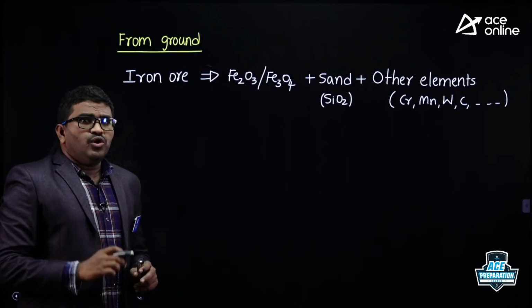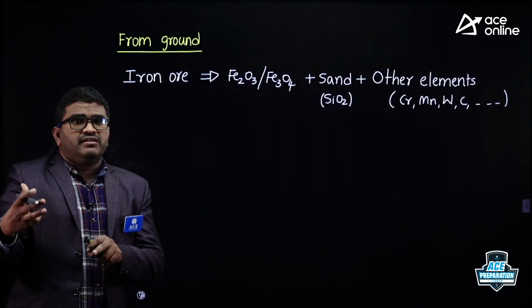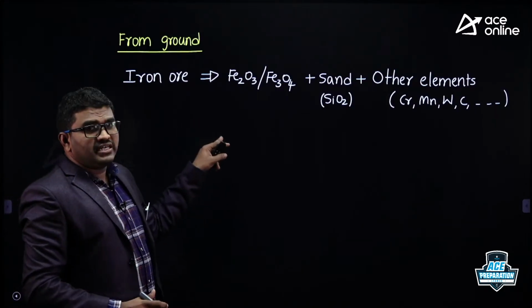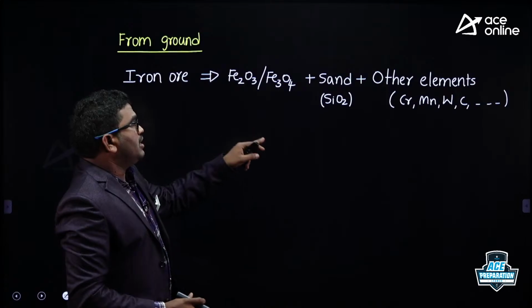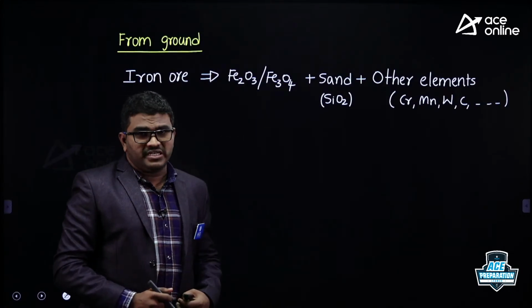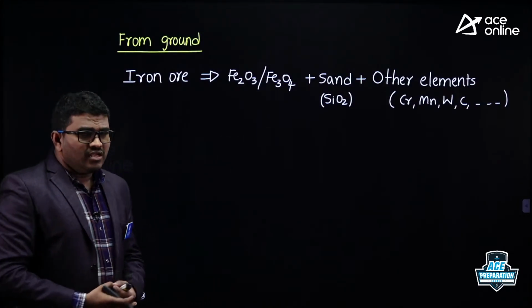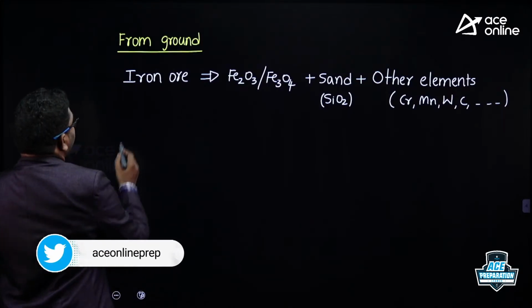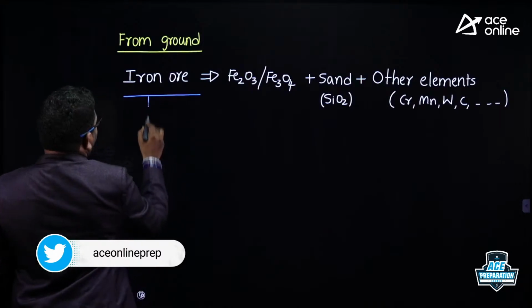So, you won't get pure iron directly from the earth. You will get iron in the form of iron oxide. Not only iron oxide, but also sand and other elements are present in the iron ore. What are the different iron ores we are familiar with?